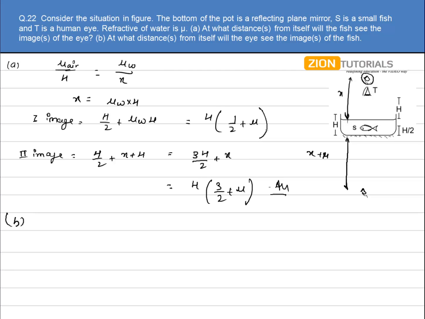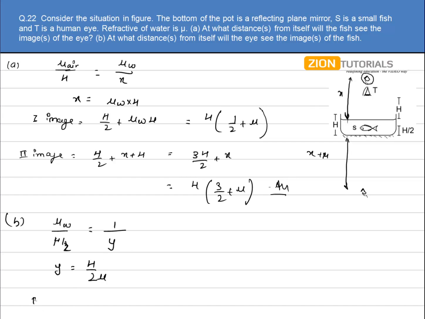In second case, I have to calculate the distance from itself will the eye see the image of the fish. Fine, now eye is seeing the fish, so I have to calculate the distance of the images of the fish from eye. Now there are again two cases, that if the eye sees the image that is formed directly by this reflection surface. So let's say the image is formed at a distance y, so I can write mu of water into location of fish, that is at a distance h by 2 from the reflecting surface, is equal to 1 by, let's say, y. So y comes out to be h by 2 mu.